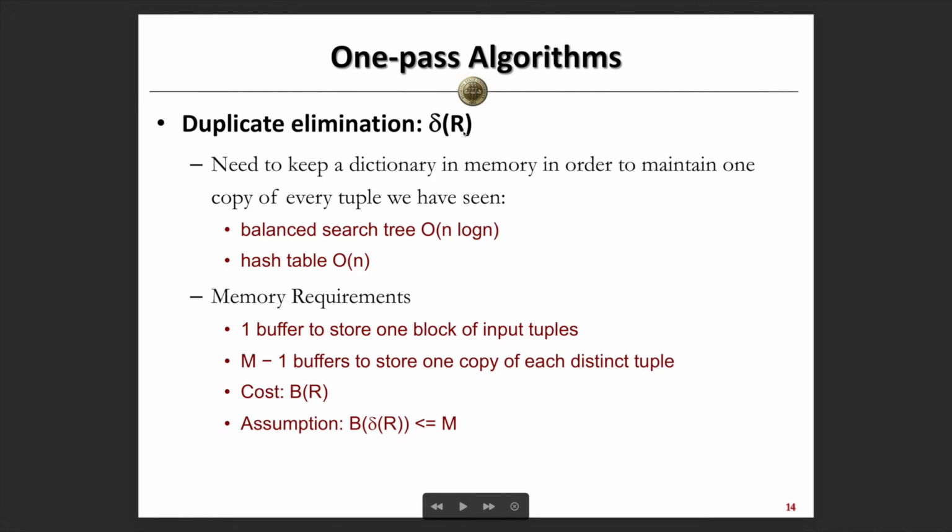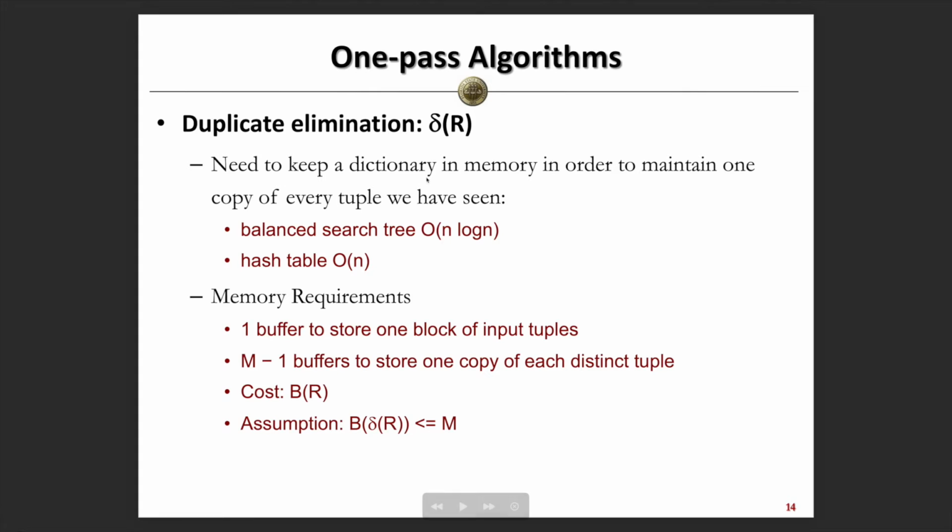It can be very useful for operators like the set operators, the union, as well as the join, and some other set operators among the relations. So to eliminate the duplicates from a relation, we may have to keep a dictionary in memory in order to maintain one copy of every tuple we have seen before. Then for the other tuples, we can check if we have seen them before or not.